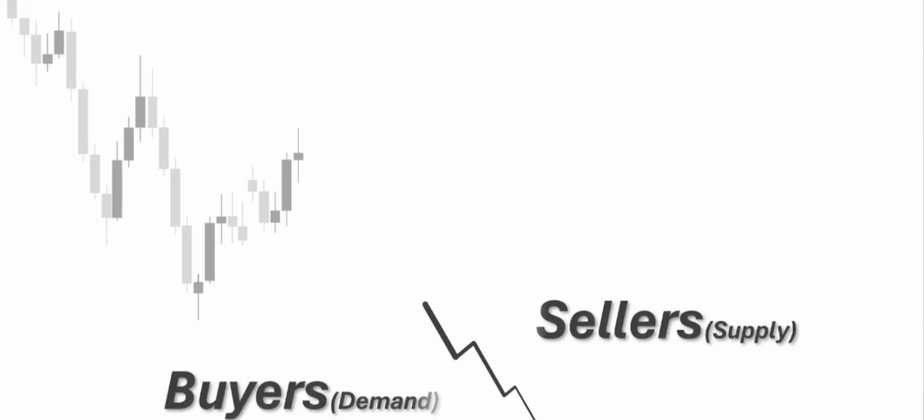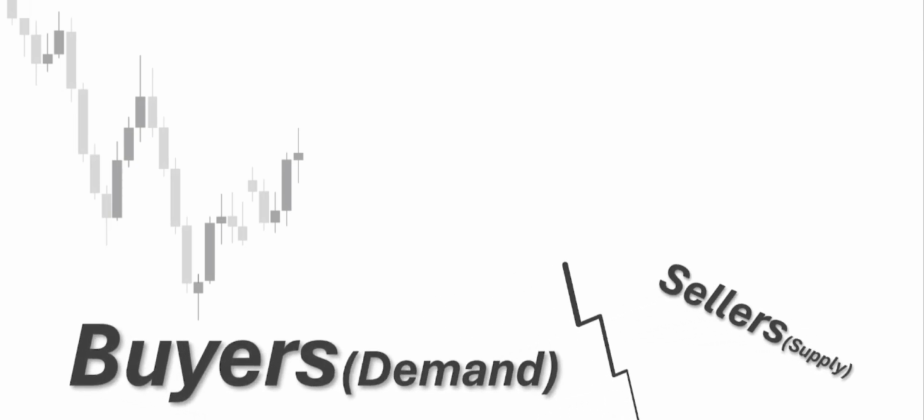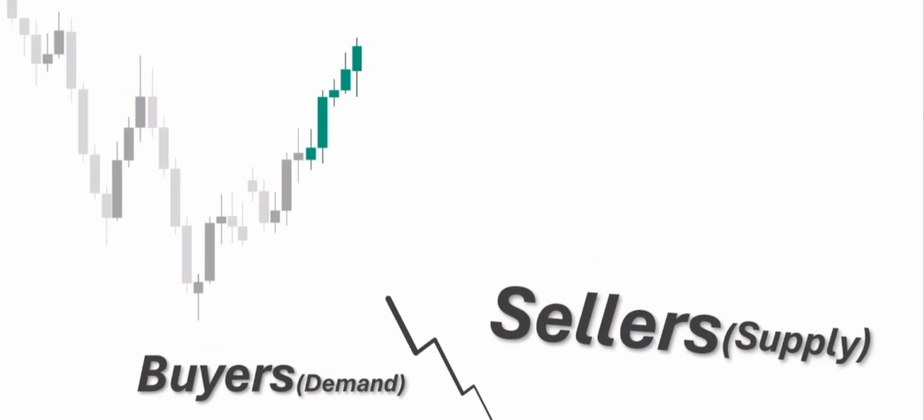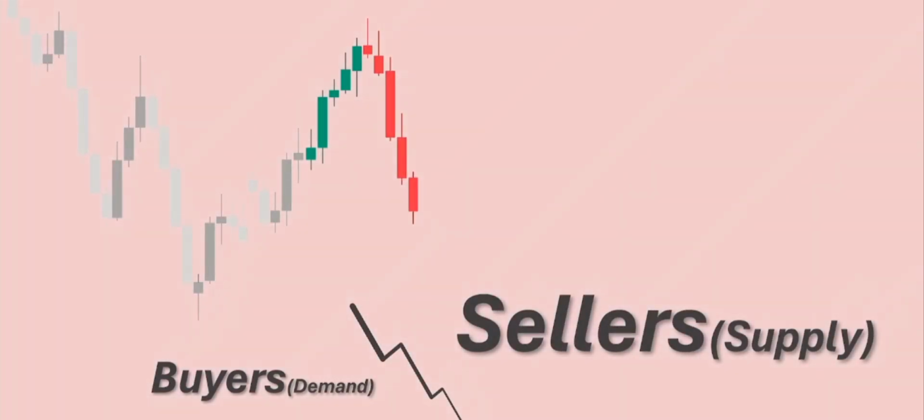Let's begin with the basics. In trading, every price movement is driven by one simple force: the balance between buyers and sellers. When demand is higher than supply, price goes up, because buyers are forced to accept higher prices. On the contrary, when supply is higher than demand, price goes down, because sellers are forced to accept lower prices.